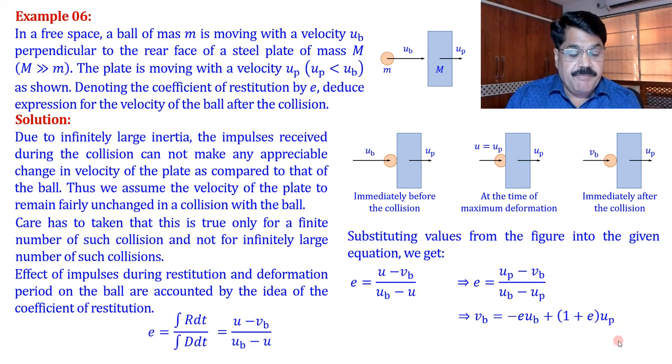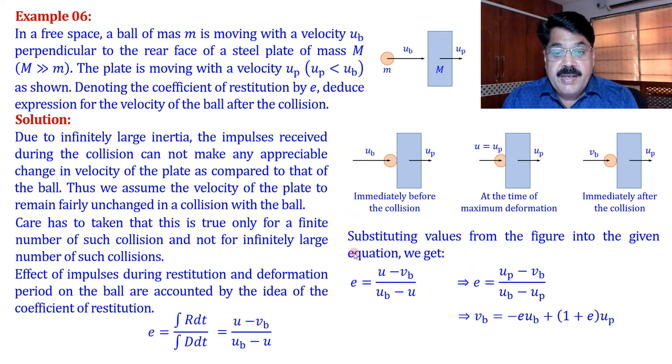And now we can verify. If u_p was 0, you get the same result as we obtained in the previous part. What? The velocity will become e times and reversed. But if the plate is moving, the velocity of the plate will be added to this velocity, being 1 plus e times. So that was a remarkable result. Now I will not recommend you to remember the result. You can obtain the result whenever it is required.